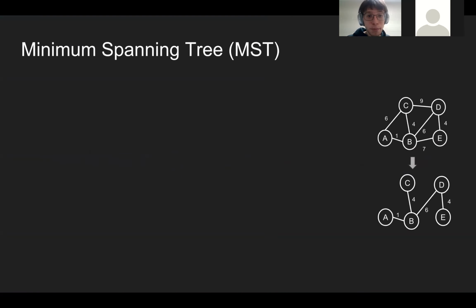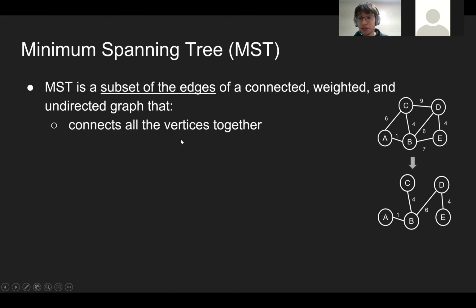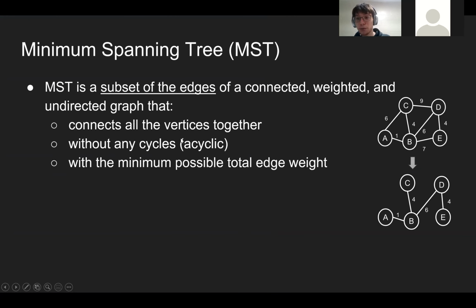So what is a minimum spanning tree? Well, a minimum spanning tree is a subset of edges of a connected, weighted, and undirected graph. So it only works on connected, weighted, and undirected graphs. But the interesting thing it gives us is it connects all the vertices together without any cycles with the minimum possible total edge weight. So basically it gives us a tree, which is why it's called a minimum spanning tree, because it's going to take v minus 1 edges, and it takes v minus 1 edges because that's what guarantees it to not have a cycle.